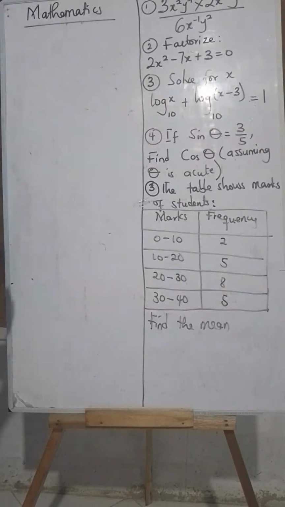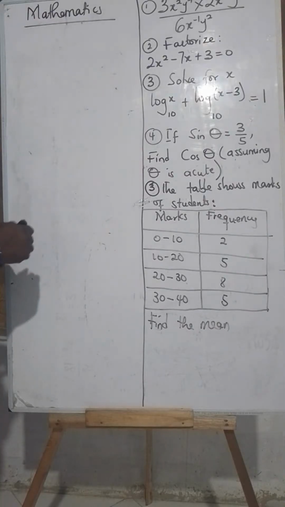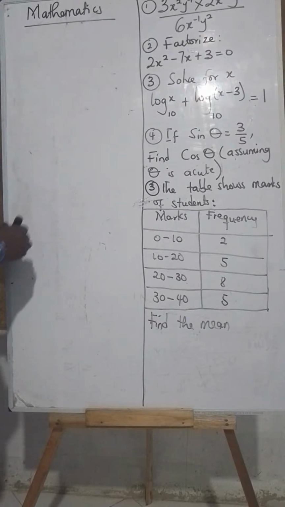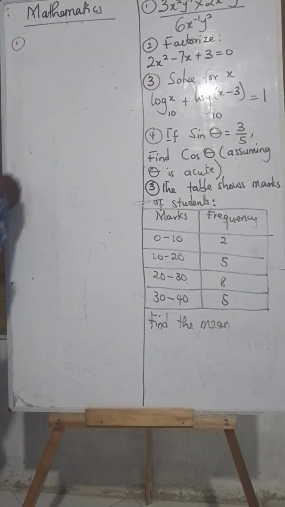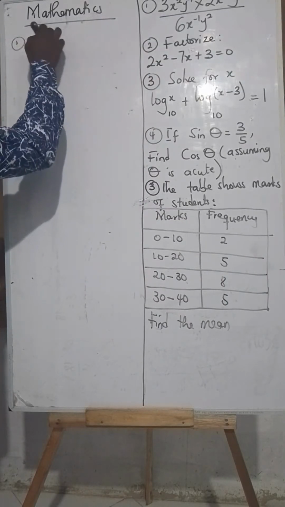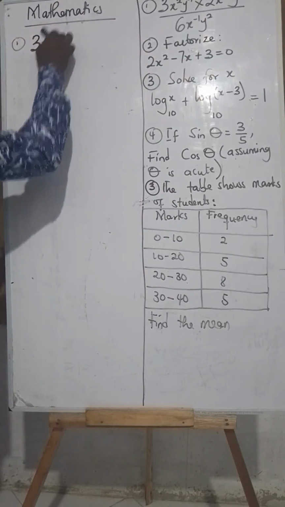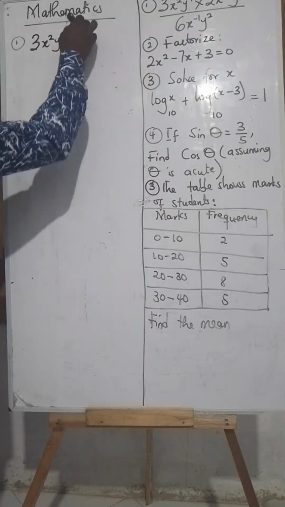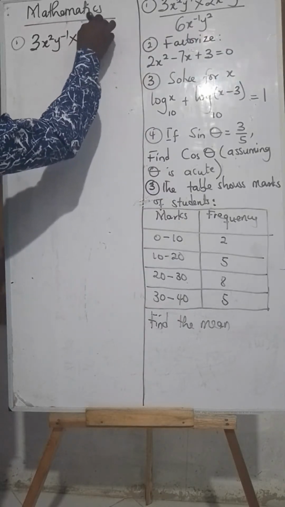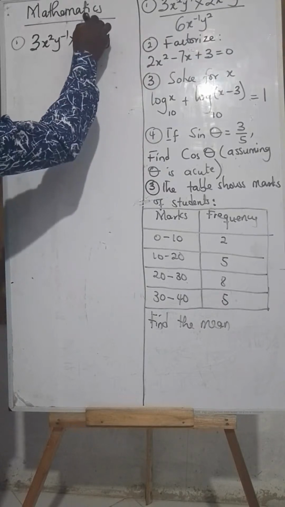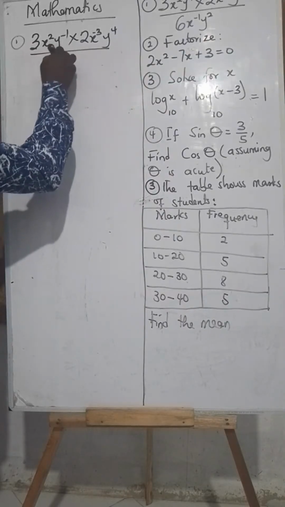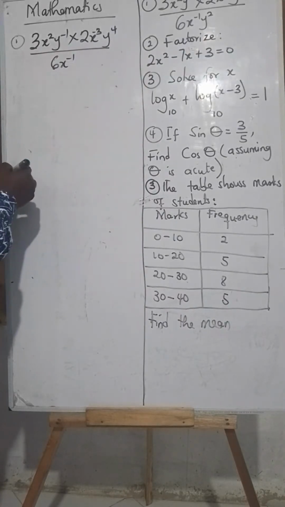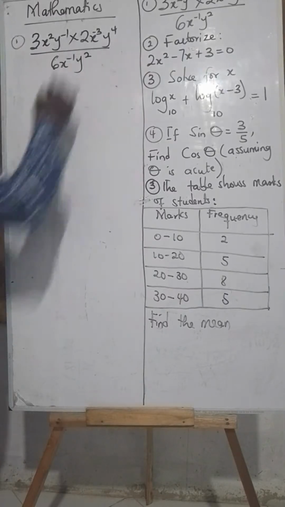So we want to look at these grade 10 questions, starting with algebraic expressions. Question 1: you have 3x squared y exponent negative 1 times 2x exponent 3, x exponent negative 3 y exponent 4, all divided by 6x exponent negative 1 y squared.